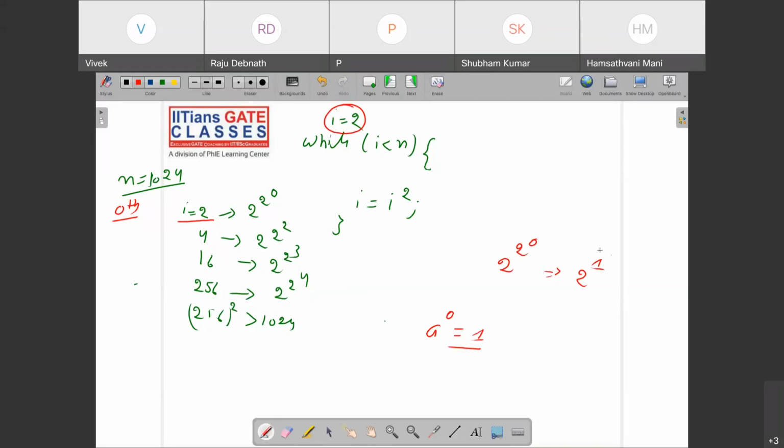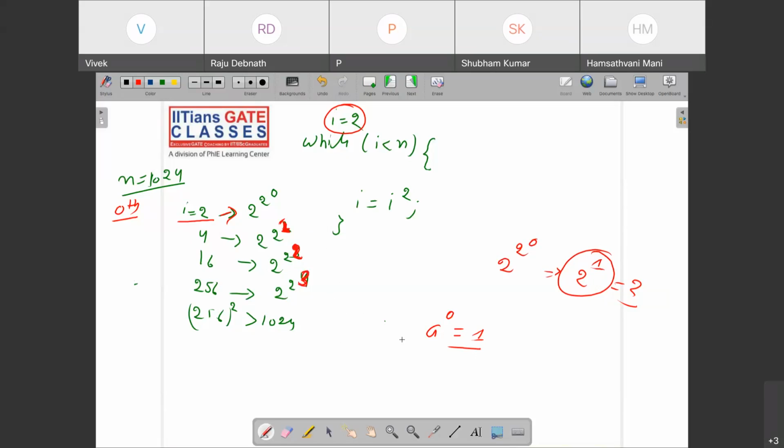Now it will become 2 raised to power 1, which is 2. So 2 can be written like this. So once we square 2, it will become 4, and 4 can be written as 2 raised to power 2 raised to power 1. Now once we square 4, it will become 2 raised to power 2 raised to power 2. Once we square 16, it can be written like 2 raised to power 2 raised to power 3.